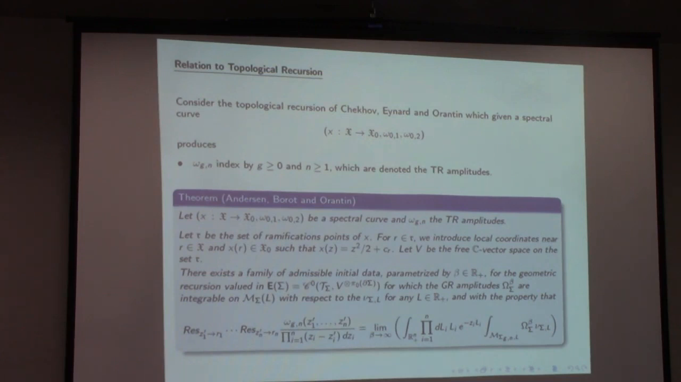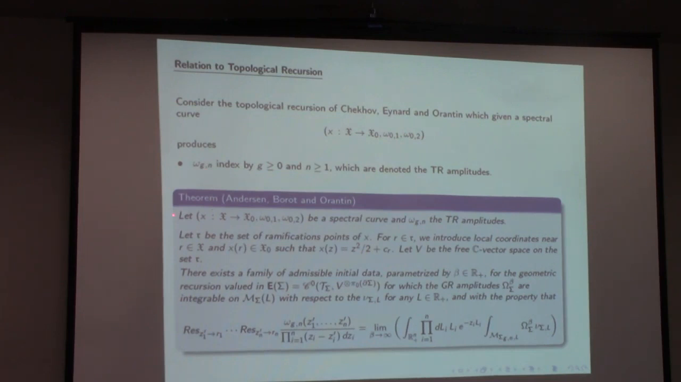Well, first I want to show you in general how you can start with an instance of topological recursion and lift it to geometric recursion. So suppose you are given the setup of topological recursion. That means you're given a spectral curve and you're given a one form and a two form. Topological recursion produces the omega g,n's, as we've seen now in Bertrand's lectures.